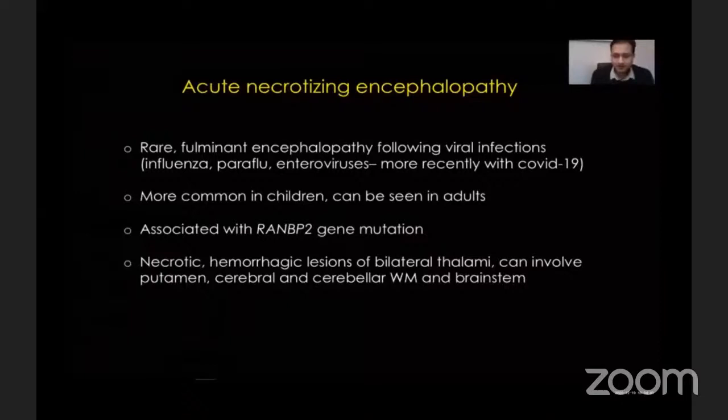Children who have this RANBP2 gene mutation tend to have a predisposition for developing this condition in response to viral infections. On imaging, as we saw, this is characterized by necrotic hemorrhagic lesions of bilateral thalami, although they can involve the putamen, cerebral and cerebellar white matter, as well as the brainstem.